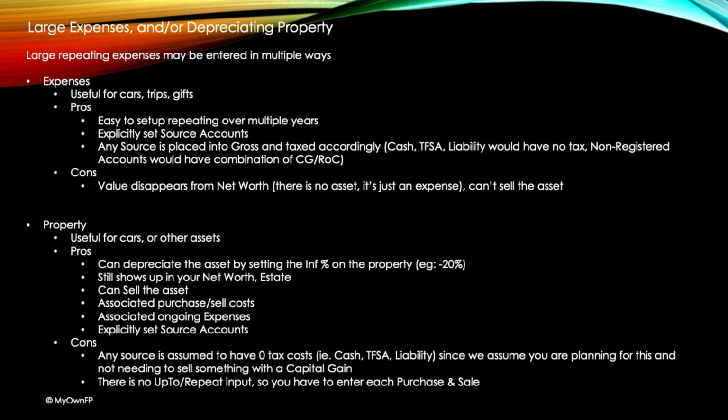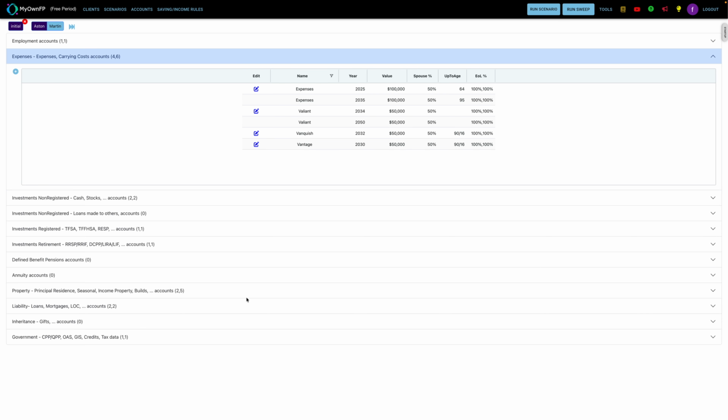And in either case, you can set up a set of source accounts: liabilities, cash, TFSA, and whatnot. There are slightly different tax consequences right now for how you have set them up, so you should take a look at how that is done. So let's take a quick look at how to set up a car expense over time. Let's look in the software.